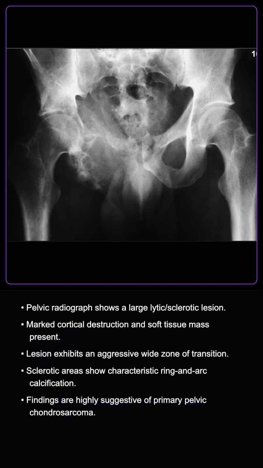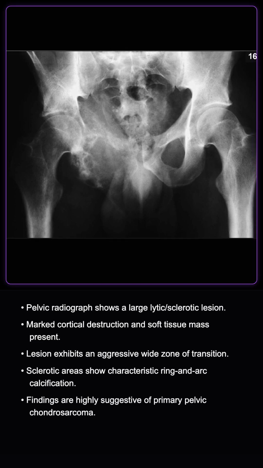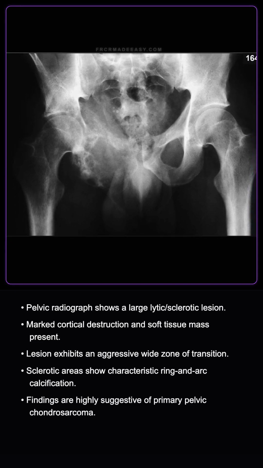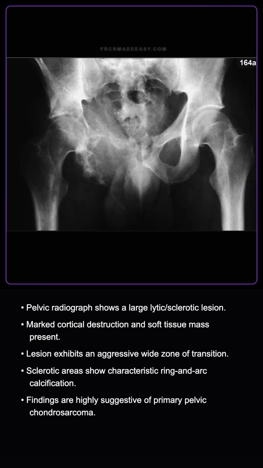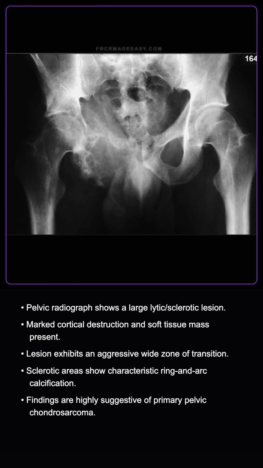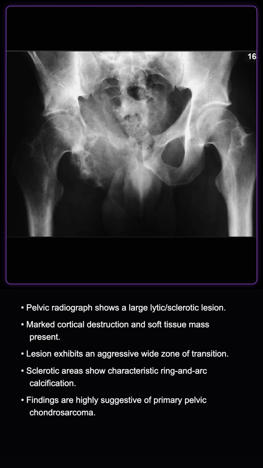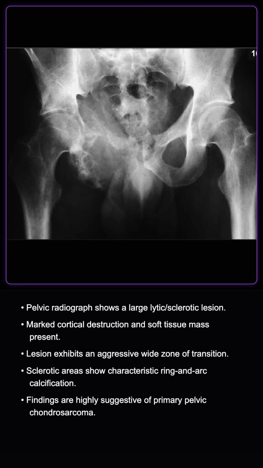The pelvic radiograph demonstrates a large, expansile, mixed lytic and sclerotic destructive lesion involving the anterior hemipelvis. There is marked cortical destruction with a large associated soft tissue mass, and the lesion exhibits a wide zone of transition. The sclerotic areas show a combination of popcorn-like and ring-and-arc calcification, typical of mineralized chondroid matrix.